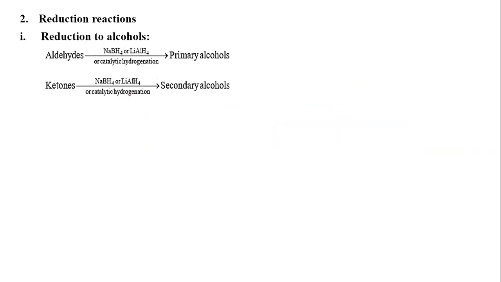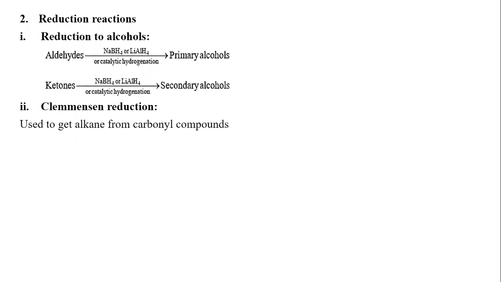Reduction reaction is the addition of hydrogen or the removal of oxygen, and we know that aldehydes and ketones reduce to primary alcohols and secondary alcohols respectively in the presence of a reducing agent. The named reaction for reduction is the Clemmensen reduction. The Clemmensen reduction is used to convert the carbonyl compound to the alkane.